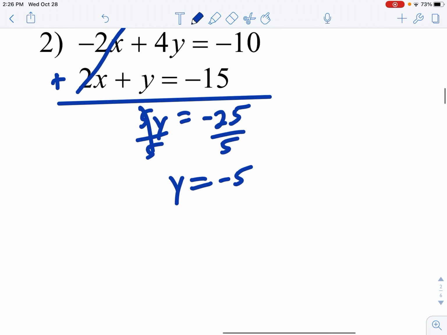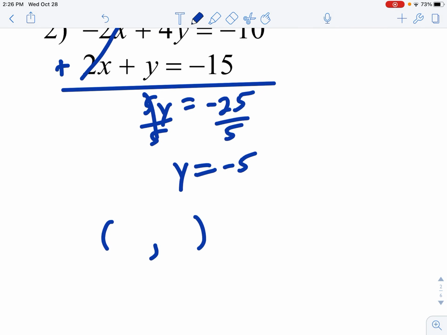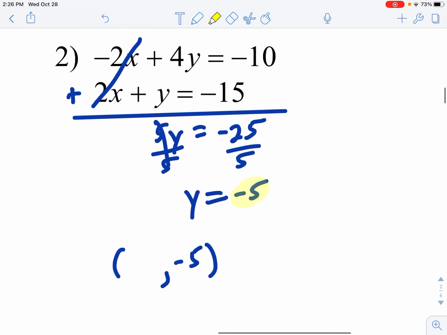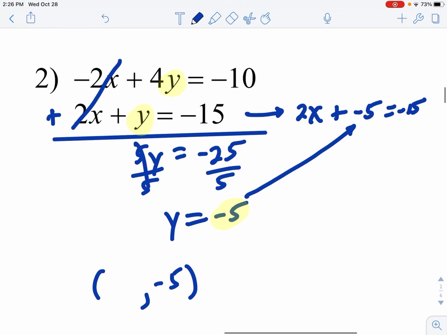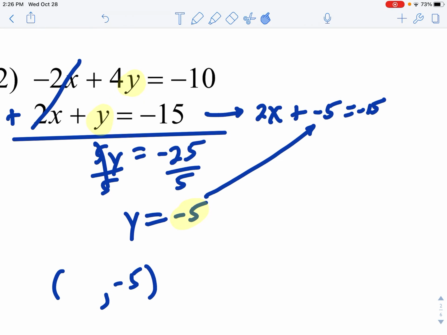Keep in mind, your solution is going to be a point, like an xy coordinate, and we just found the y coordinate. To find the x coordinate, we're going to take this answer and back substitute it. You can plug it into either one of the original equations. It does not matter. To me, that second equation looks a little easier to work with, so that's what I'm going to do. 2x plus y, but instead of y, I'm going to put down negative 5. I'm bringing that answer up there. Equals negative 15. Oops, let me clean this up a little bit. Get rid of that arrow.